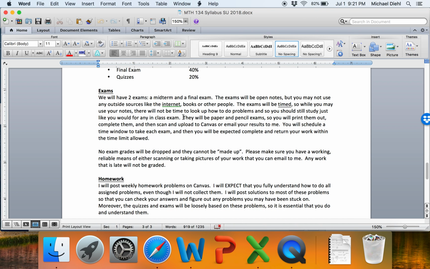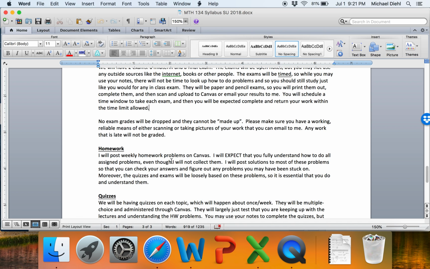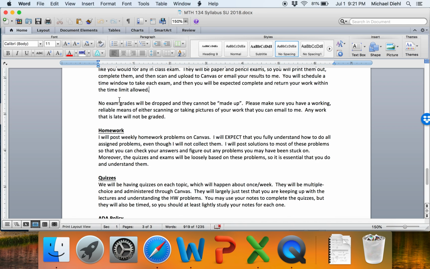Right, so I'll show you this in Canvas though. So that's the exams. I think I should have removed that sentence. You won't schedule a time. I've finally figured out how to rig Canvas to let you self-schedule. So anyway, I'll show you in Canvas what I mean by that.